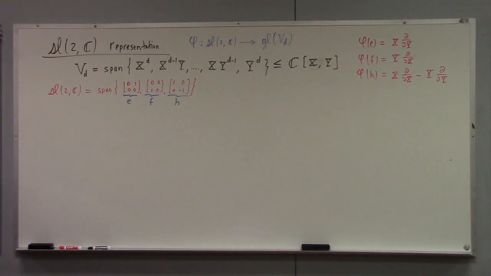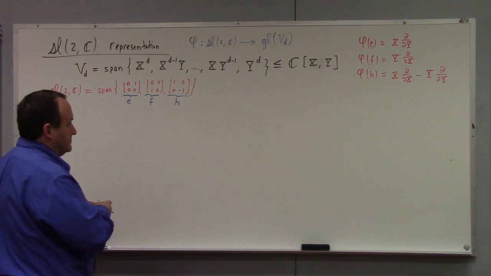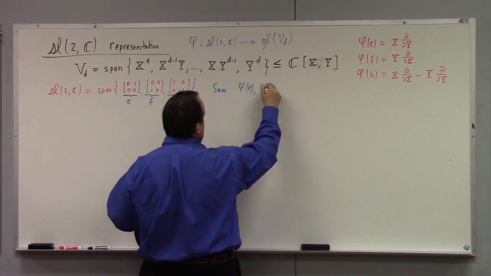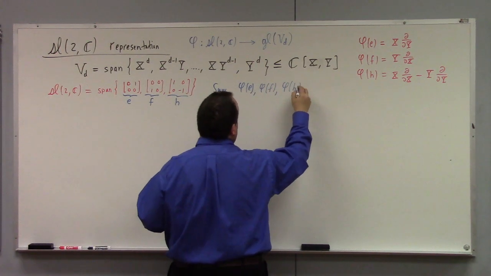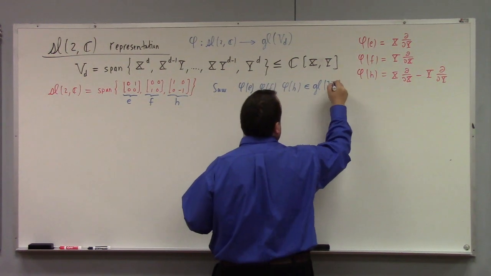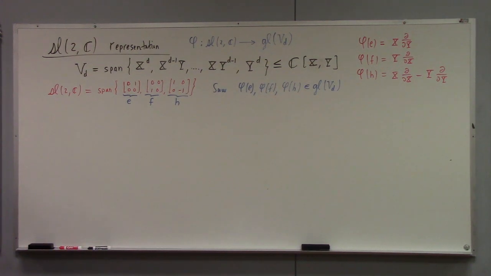All right, so we have already last time remarked that phi of E, phi of F, and phi of H are, so we saw that phi of E, phi of F, phi of H were all elements of GL(VD). I guess it's not entirely obvious, to be clear. So you're like, well, you've only defined phi on E, you've only defined phi on F, you've only defined phi on H, right?